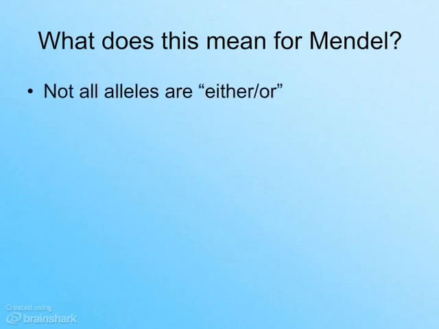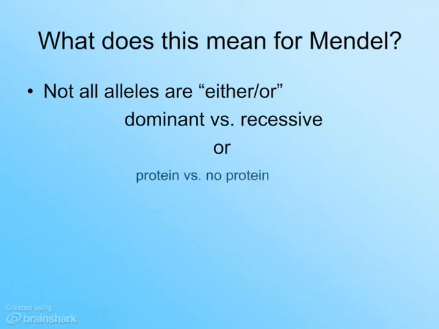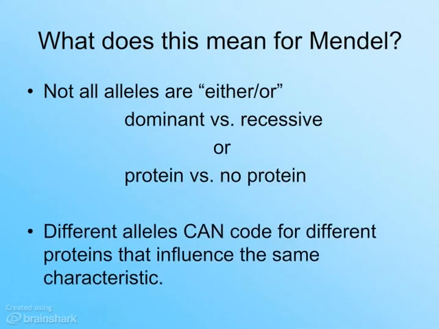So what does this mean for Mendel's laws? Not all alleles are dichotomies. It's not an either-or situation. It's not brown eyes versus blue eyes in all cases, though many of them are going to be like that. Not all of them are going to be straight-up dominance versus recessiveness, or that whole protein versus no protein situation. Different alleles can code for different proteins that influence the same characteristic as well.